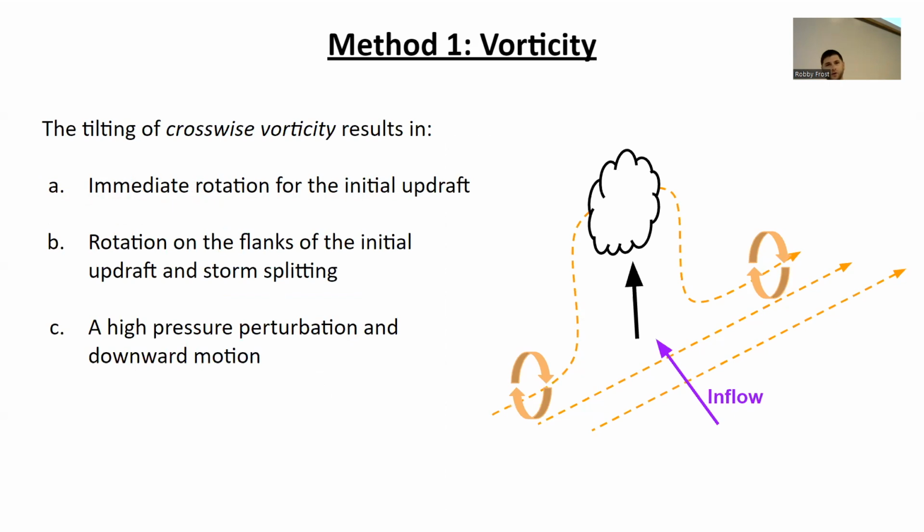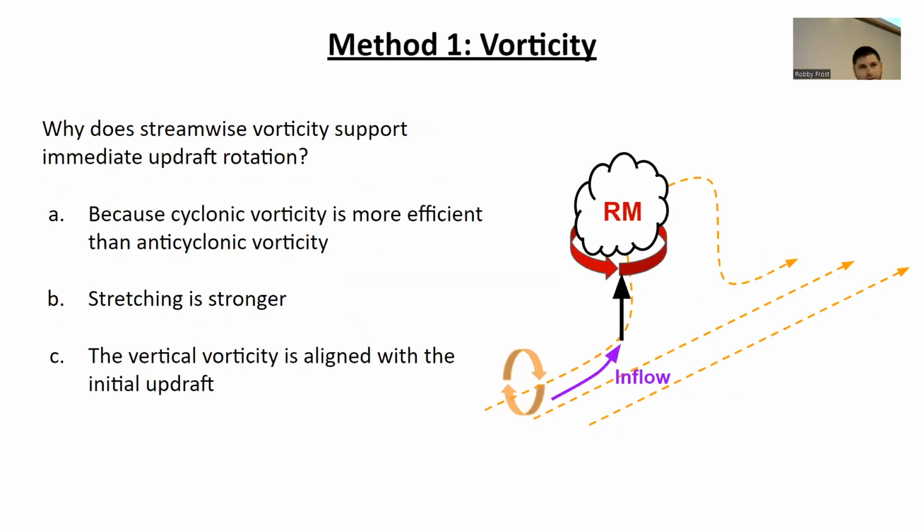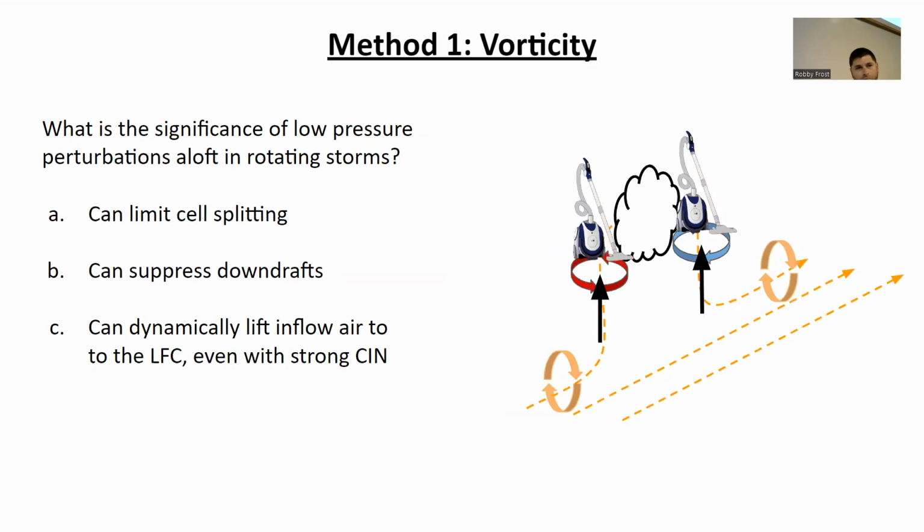Okay, let's do some questions and see how everyone is understanding this stuff. So the tilting of crosswise vorticity results in which one of these? B? You got it. Rotation develops on the flanks of the initial updraft. Why does streamwise vorticity support immediate updraft rotation? Exactly. The vorticity is already aligned with that updraft due to the streamwise vorticity.